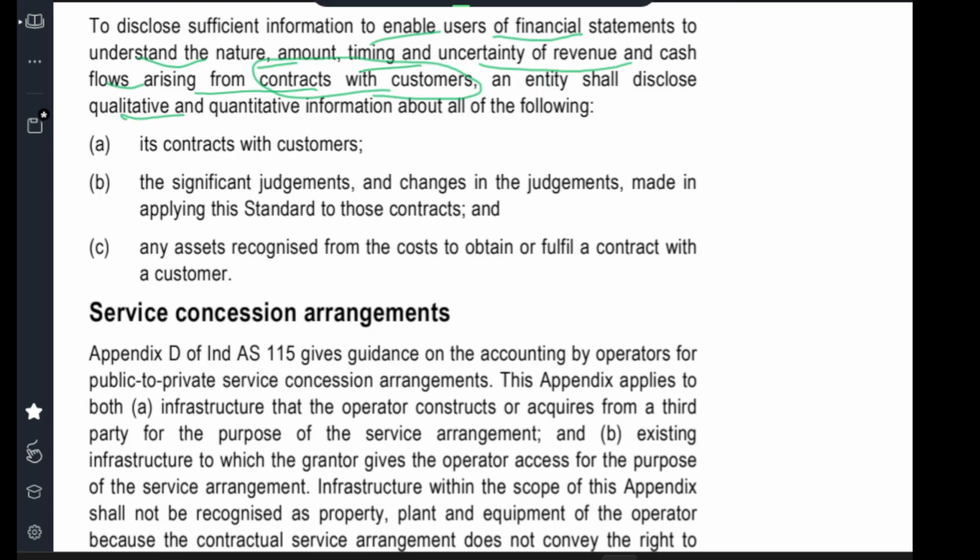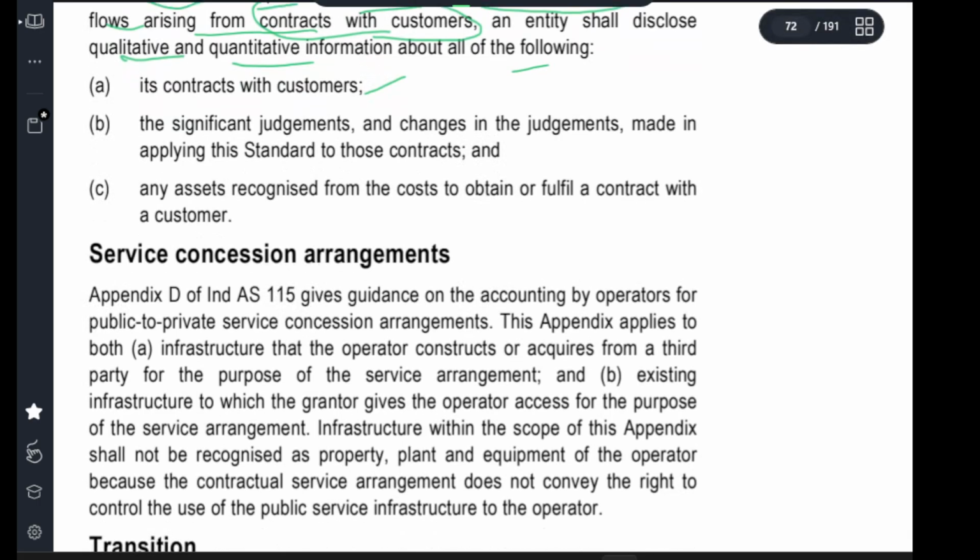An entity shall disclose qualitative and quantitative information about its contract with the customer. What is this contract with the customer? Significant judgments, and changes in judgments, made in applying the standard to the contract. So we have made this judgment as per this accounting standard in Ind AS, and these are the accounting policies we have followed.